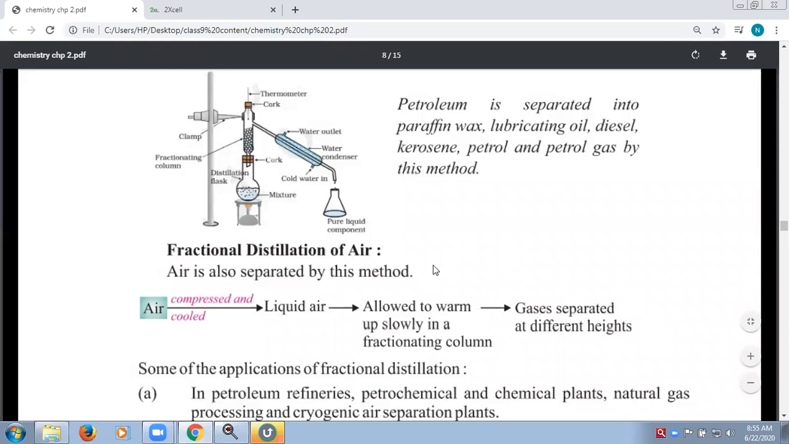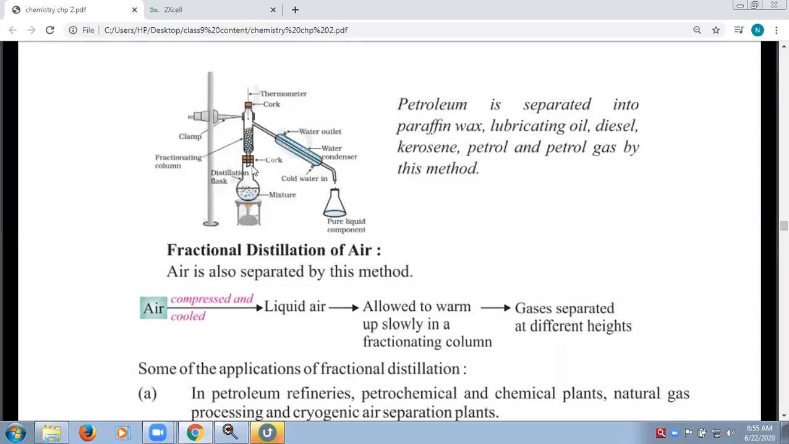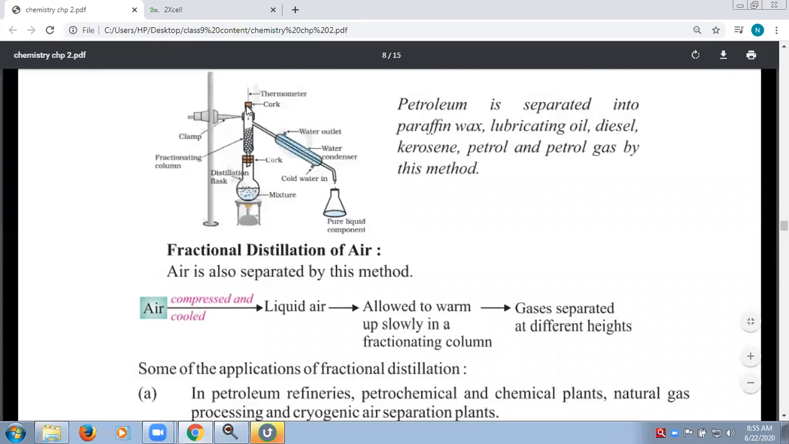Clear? What is the difference in this fractional distillation? Just observe over here that above the distillation flask, there is a fractionating column which contains glass beads. Here also the thermometer is there. Rest all the attachments are the same. But in the previous case, the condenser was attached directly to the distillation flask, but here it is attached to the fractionating column.